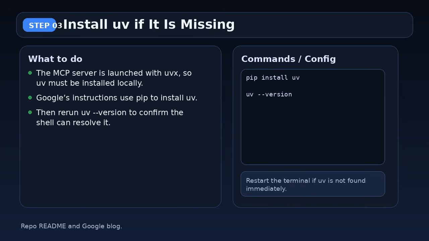Step 3. Install UV if it is missing. If UV is not installed, add it using pip. In the terminal, run pip install uv. After installation finishes, run uv --version again to confirm your shell can find it. This step matters because the Colab MCP server is launched through uvx, which comes from UV.